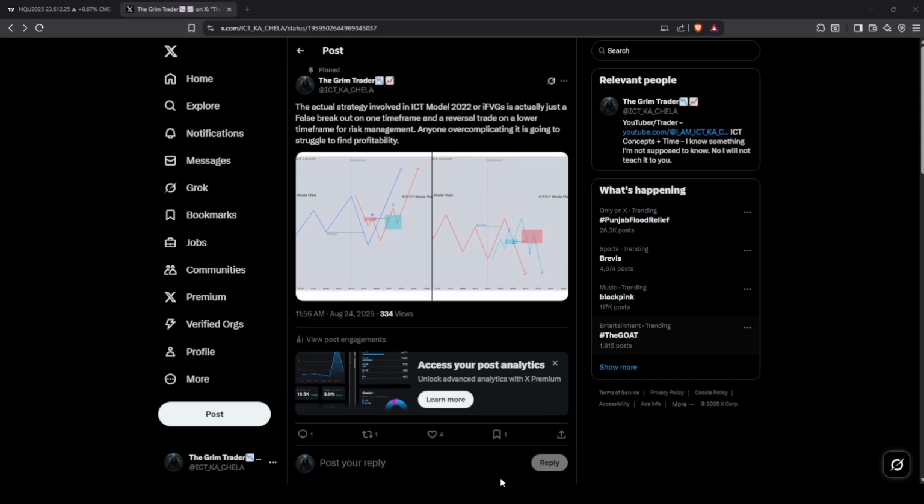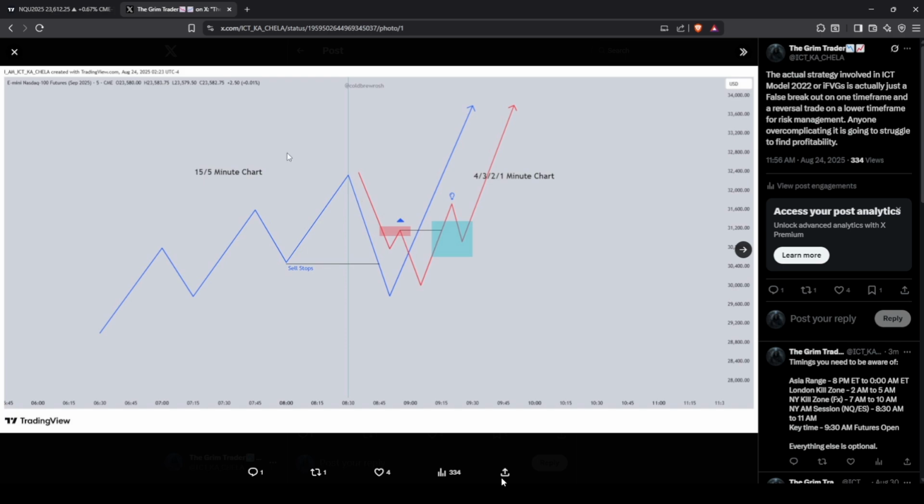And here we go. I post under the handle ICT on X, and this is it. This is the model. There are two kinds of markets: trending markets and consolidating markets. The only way you can be profitable is if you know how to trade trending markets.